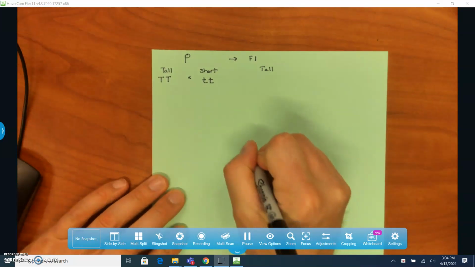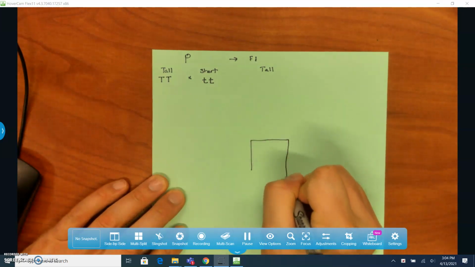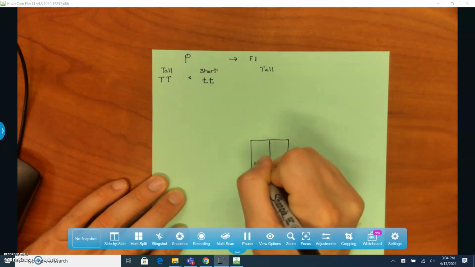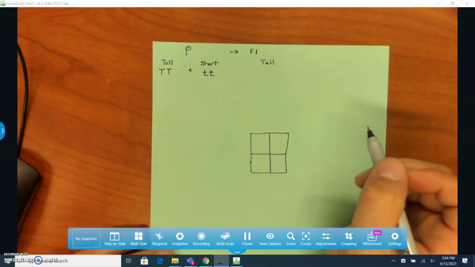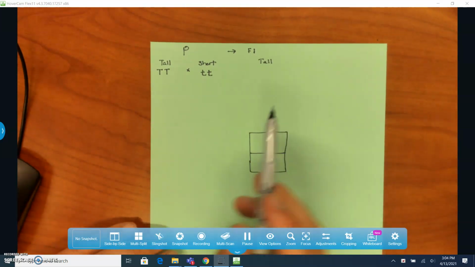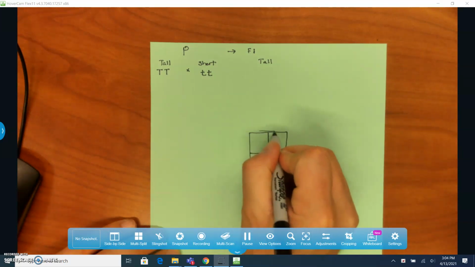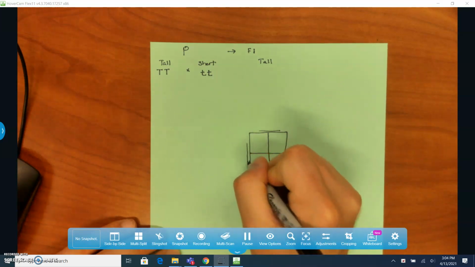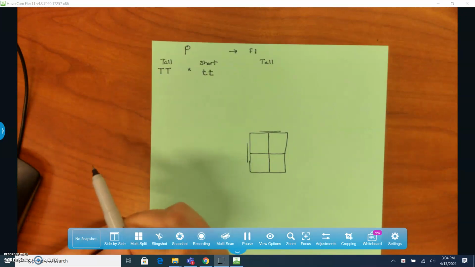A Punnett square kind of looks like a window. When we fill out the Punnett square, which will show the probabilities of combinations of alleles for offspring, we have to put one of the two parents up on the top and the other parent on the side. It really doesn't matter which way you go. I'm going to put the tall one on the side.